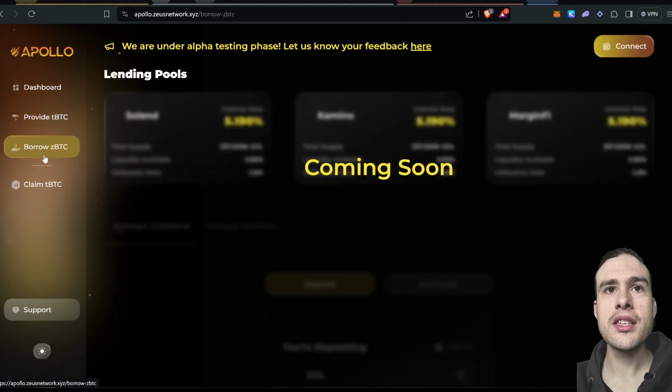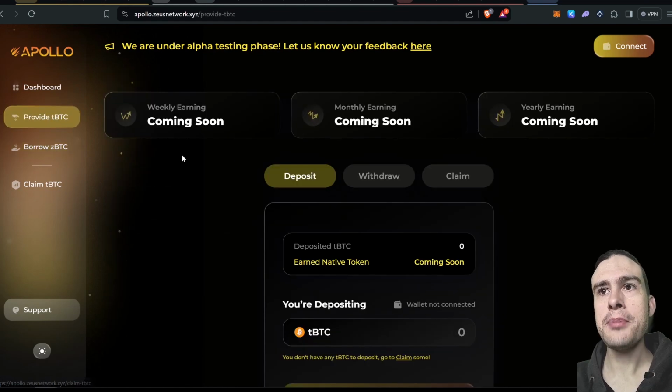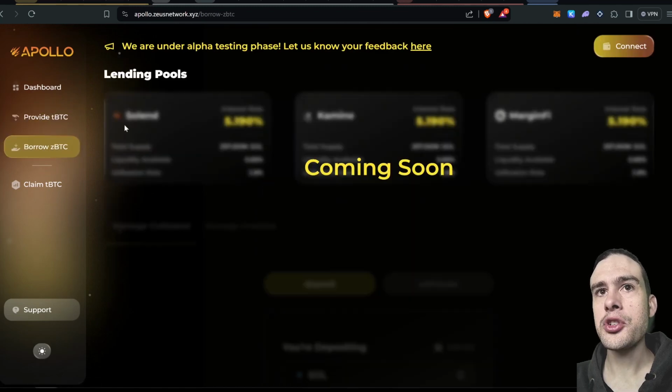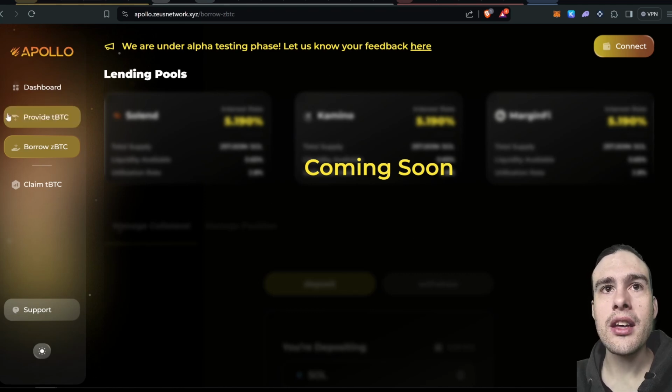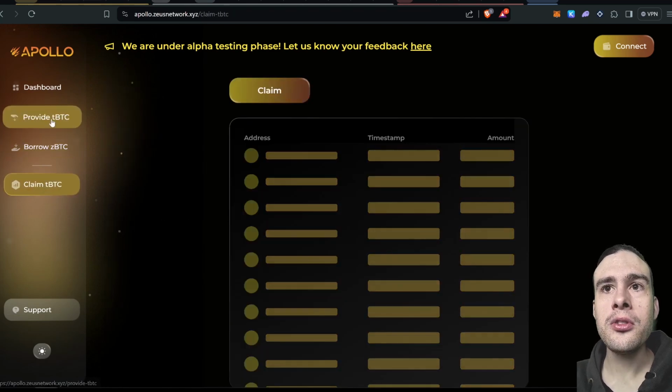So this is a money market by the looks of things. You can deposit native Bitcoin, and it mints a TBTC, and then essentially you can also borrow against it. I'm not sure what you can borrow against it. I can see here Solend, Camino, and MarginFi. It's blurred out, but it looks like there'll be integration into other money markets. So pretty cool, pretty cool.